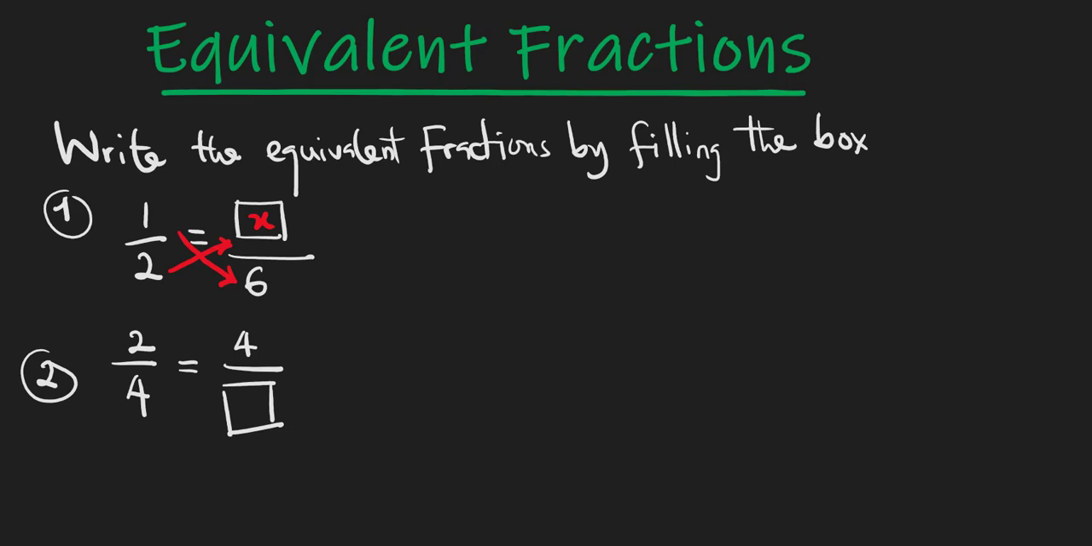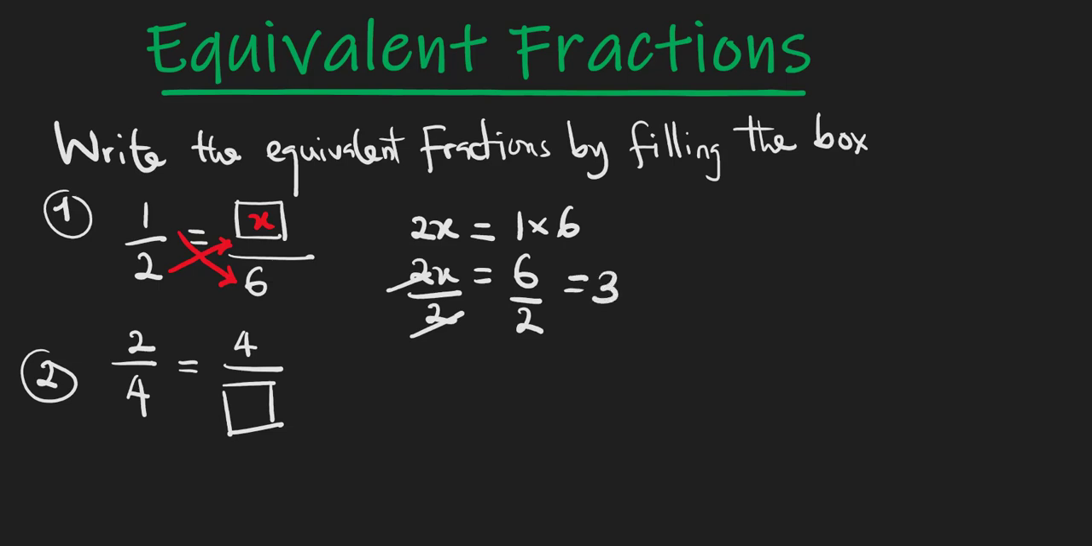If we cross multiply, we're going to have 2 times x is 2x, equals 1 times 6. So 2x equals 6. Divide both sides by 2. The 2 cancels the 2 here, and 6 divided by 2 is 3. The number that's supposed to be in the box is 3.